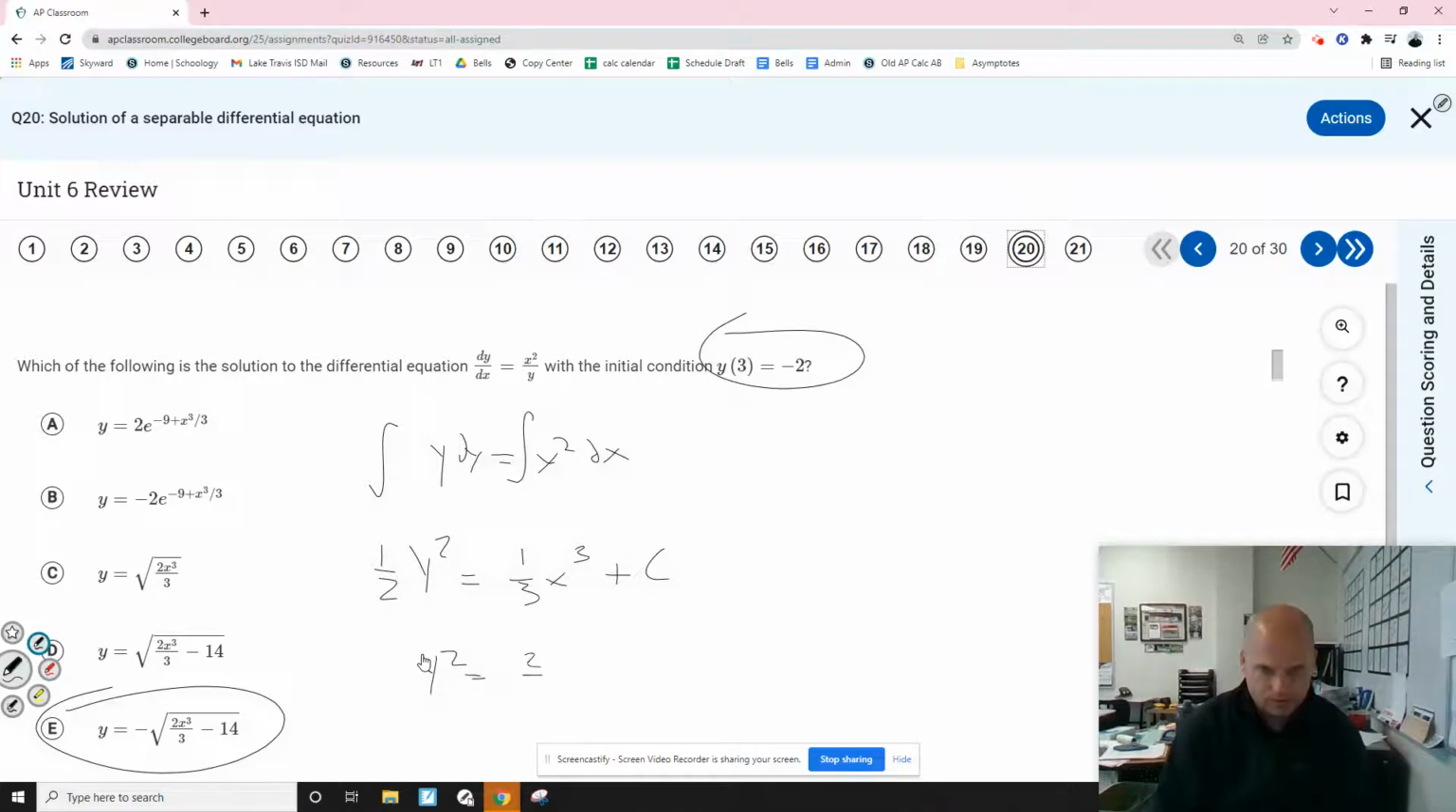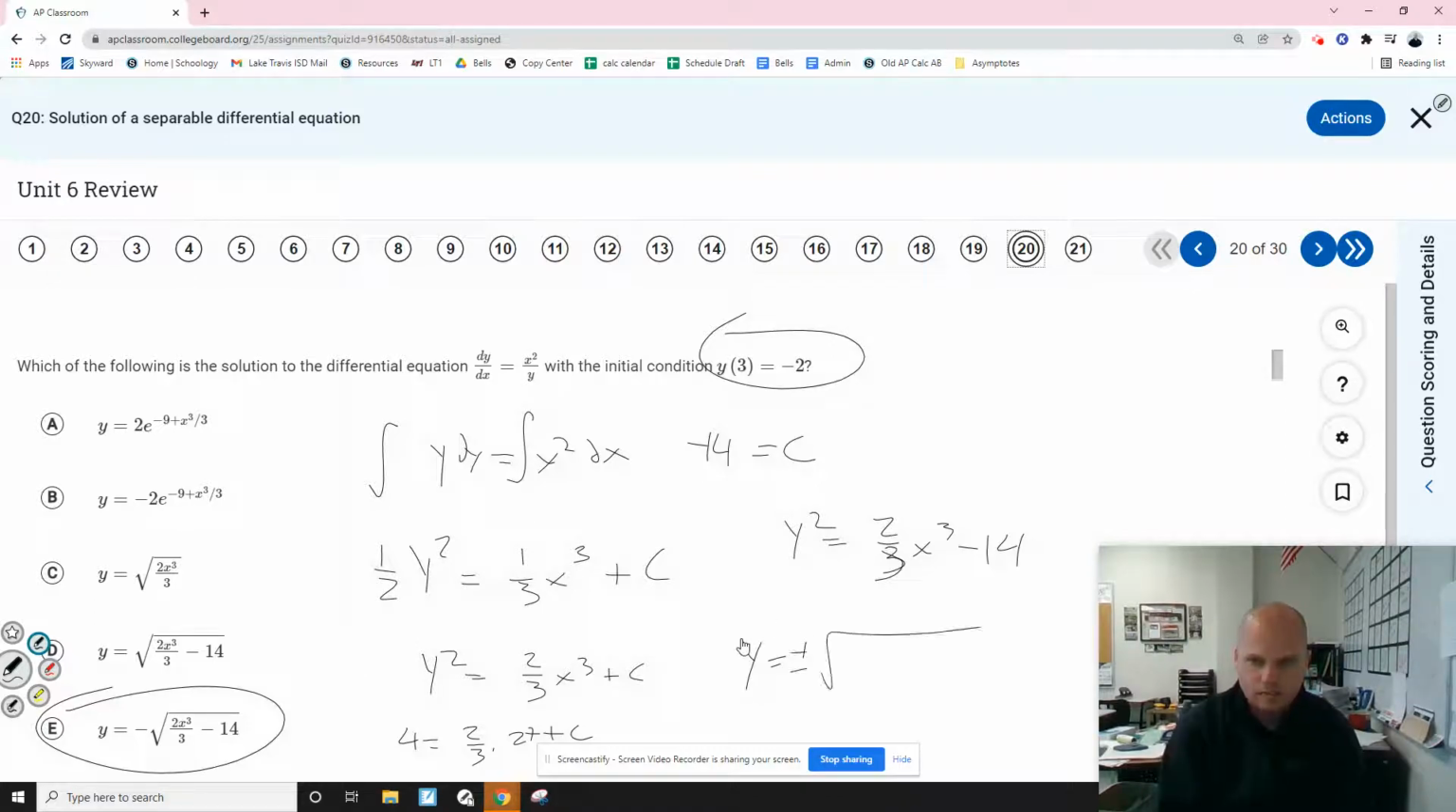Multiply by 2. Plug in 3, negative 2, giving me positive 4 equals 2/3 times 27 plus c. It's 9 times 2 is 18, so 4 minus 18 is negative 14. So that gives me y squared equals 2/3 x cubed minus 14. Square root both sides, you're like, oh, y is plus or minus the square root of 2/3 x cubed minus 14.